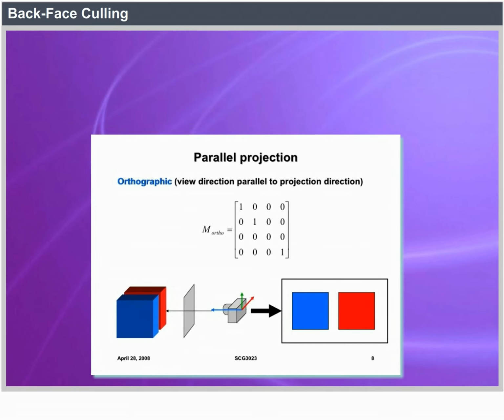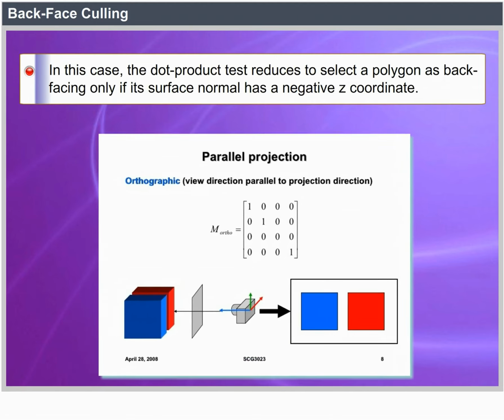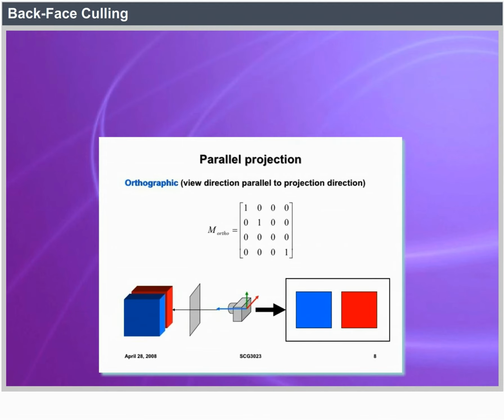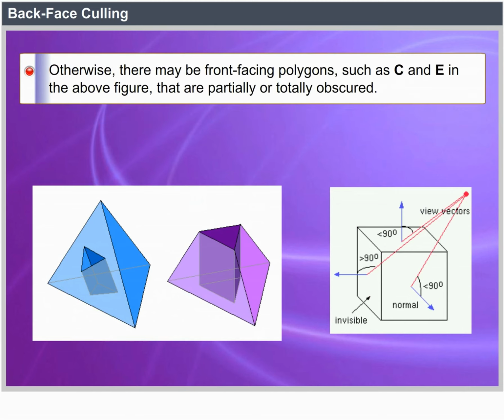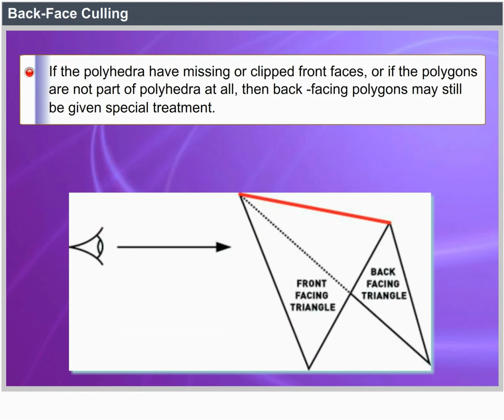In this case, the dot product test reduces to selecting a polygon as back-facing only if its surface normal has negative z coordinate. If the environment consists of a single convex polyhedron, backface culling is the only visible surface calculation that needs to be performed. Otherwise, there may be front-facing polygons, such as C and E in the above figure, that are partially or totally obscured. If the polyhedra have missing or clipped front faces, or if the polygons are not polyhedra at all, then back-facing polygons may still be given special treatment.